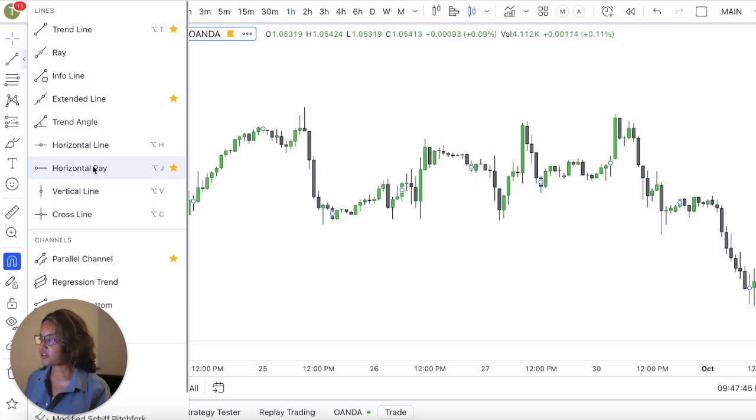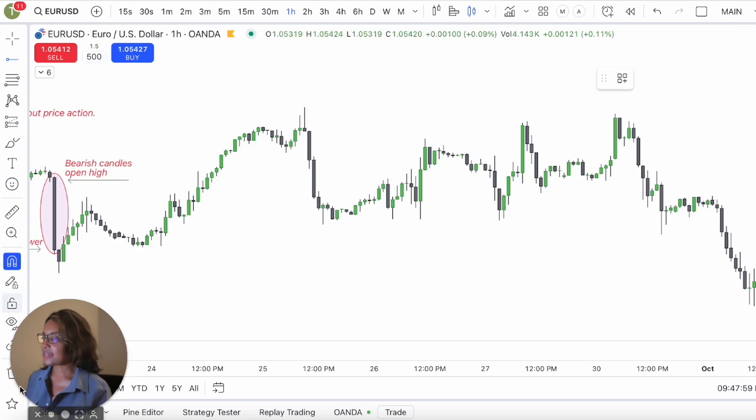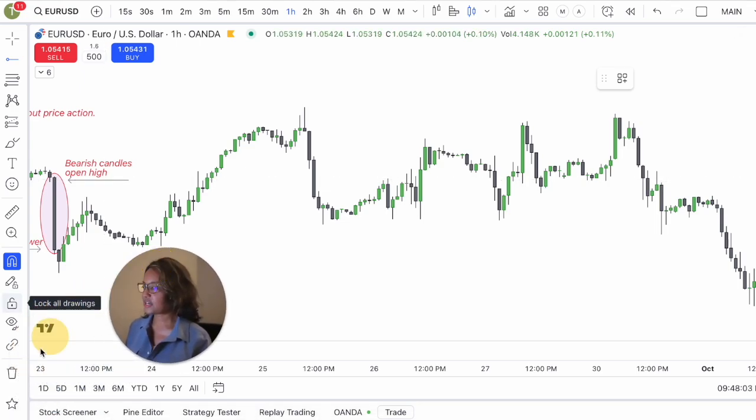And what you could also do is put a little star beside it so that in the future when you want to use the horizontal ray, you can find it on your favorites bar. Okay, so I've put a star beside horizontal ray. I'll go ahead and click it. And down here in the corner is a little, I'll move the picture, is a little star.